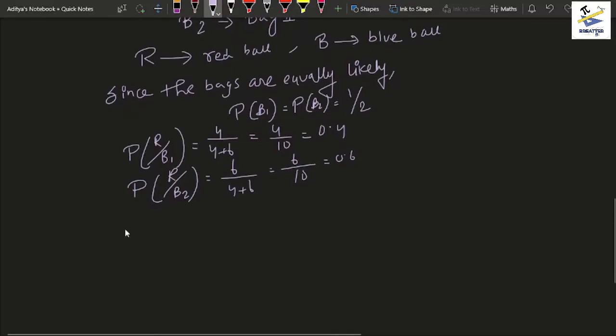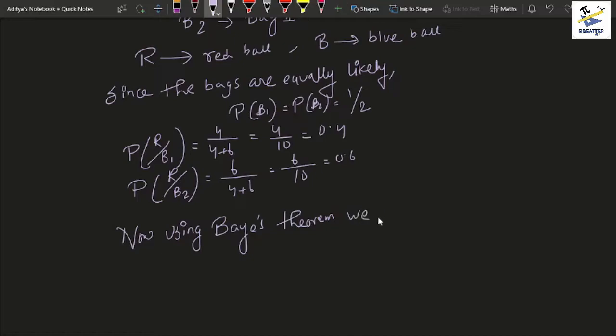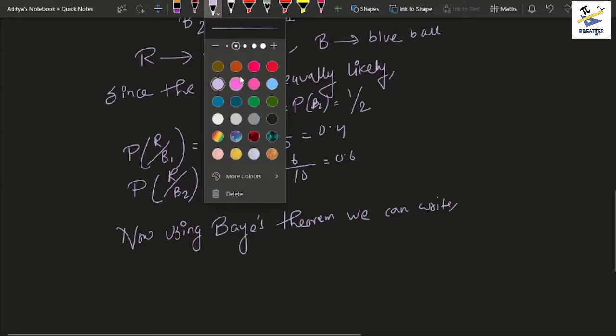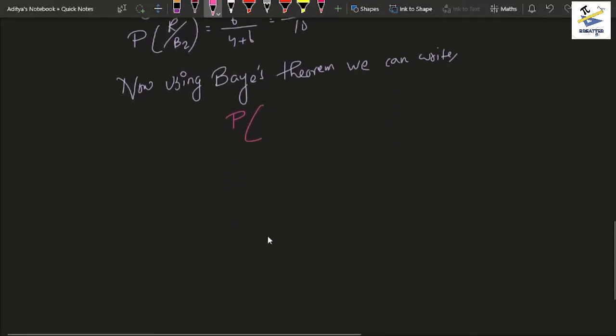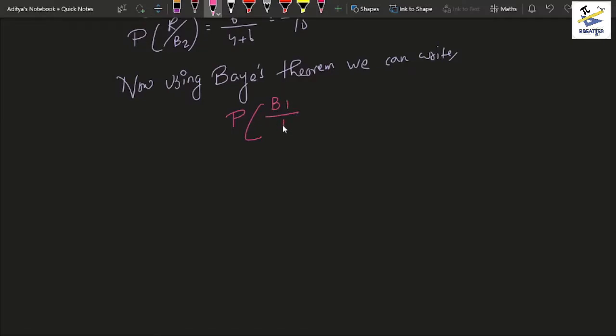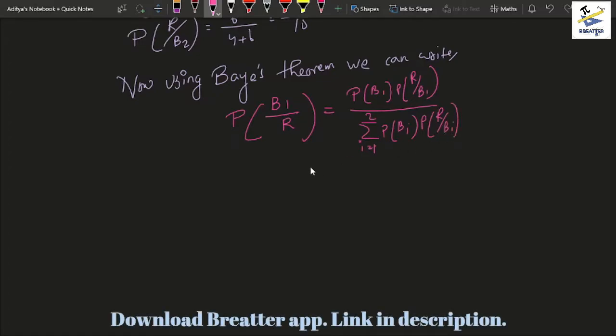Now we can use our formula. Now using Bayes theorem, we can write, remember that we need to find probability of B1 given R. So a red ball was picked and we need to find the probability it was picked from bag 1. We can write probability of B1 given that a red ball was picked as, so Bayes theorem says that we need to write it as probability of B1 into probability of R by B1, divided by, there are two events in total in which R can occur, so the sum over i equals 1 to 2 of probability of Bi into probability of R by Bi, right? This gives us the following.